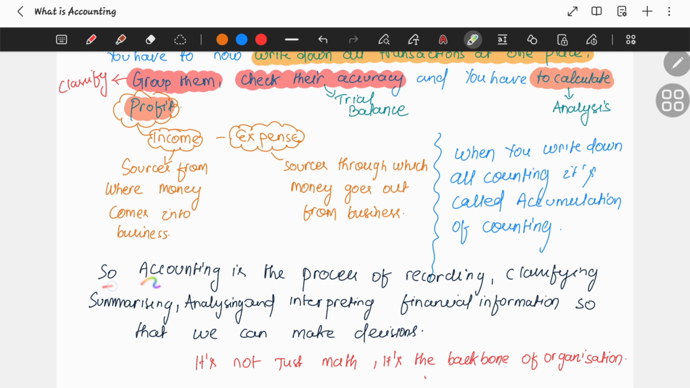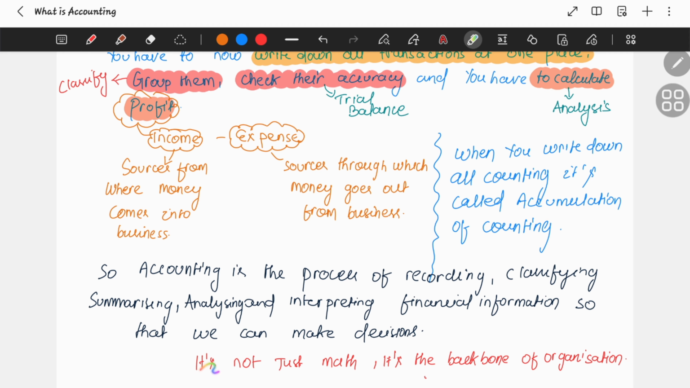So I have written down, accounting is the process of recording, classifying, summarizing, analyzing, and interpreting financial information so that we can make decisions. And how do we make decisions? If I'm an investor in that particular business, I will decide that the business is earning more profit, so I will invest more and more. The government will make policies and regulations according to that.